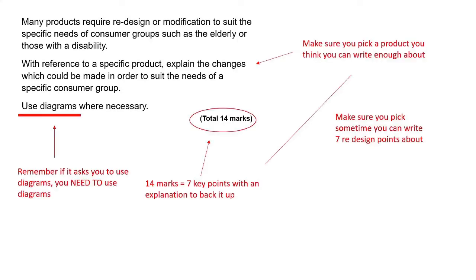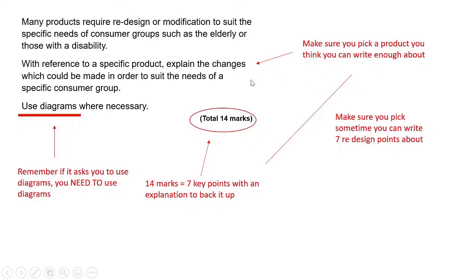So if we break it down, first of all, make sure you pick a product you think you can write enough about. Anytime it gives you a choice, that's the first thing to consider: make sure you're picking the right type of product where you can talk about it enough. There are 14 marks, so realistically that's 7 points backed up with an explanation. So make sure you can pick something where you can talk about 7 points that can be redesigned. That's the best way to work that out.